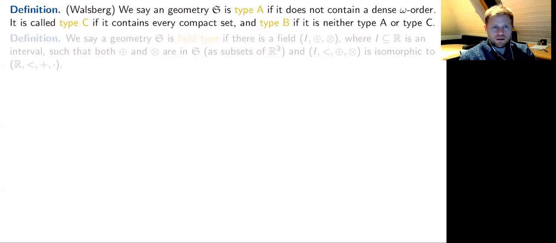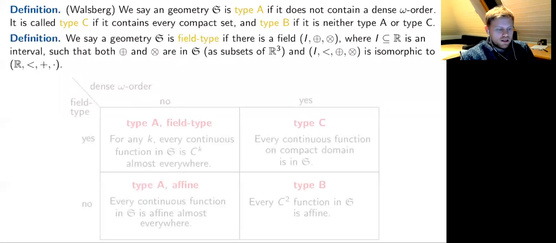One more thing I need before I show you the picture is that I also want to distinguish, just for a moment, whether or not you have a field around. Again, a very classical question in model theory. We say a geometry is field type if there's a field in that structure on some interval of R, such that both the relations, the addition and the multiplication, are in the structure, so they're subsets of R^3, and moreover, this field with the usual order on R is isomorphic to the real field. So locally, there's field structure.